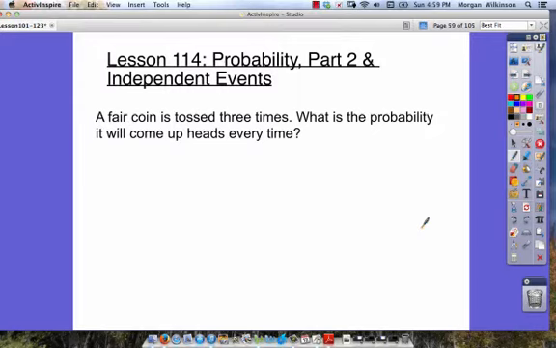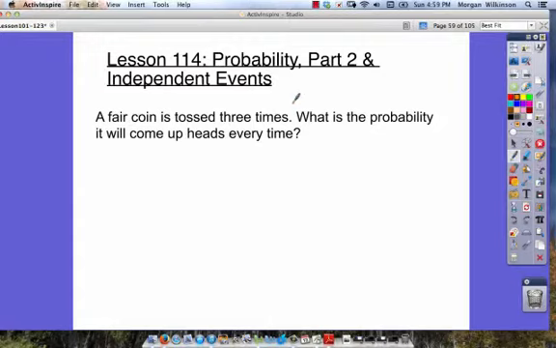Lesson 114 is our second part of probability, and it's also talking about independent events, which is a concept within probability. Our first question says, a fair coin is tossed 3 times. What is the probability it will come up heads every time?